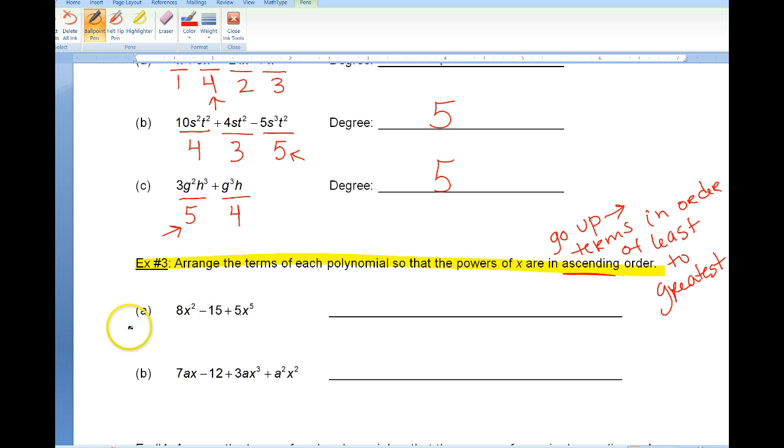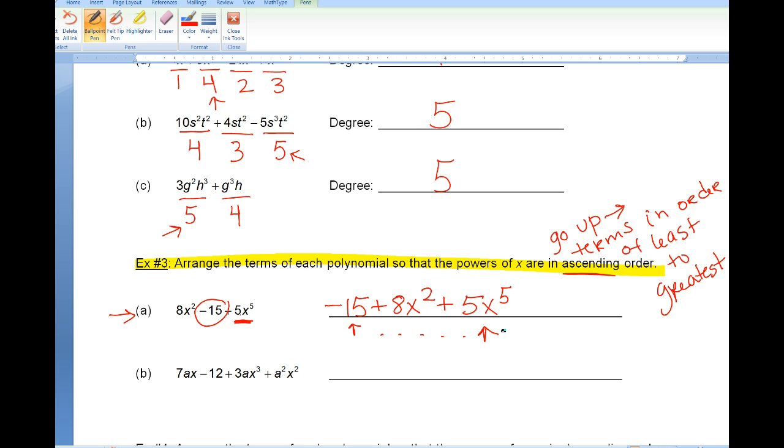So I'm going to look at these three terms here in example A. I have 8x squared minus 15 plus 5x to the fifth. So I'm going to find my term with the smallest exponent, and that's going to come first because these are going to be in order from least to greatest in terms of x. So my next greatest term is 8x squared, and then my biggest x is 5x to the fifth. So ascending order means I started with no x's and then I moved up to where I had the most amount of x's at the end.